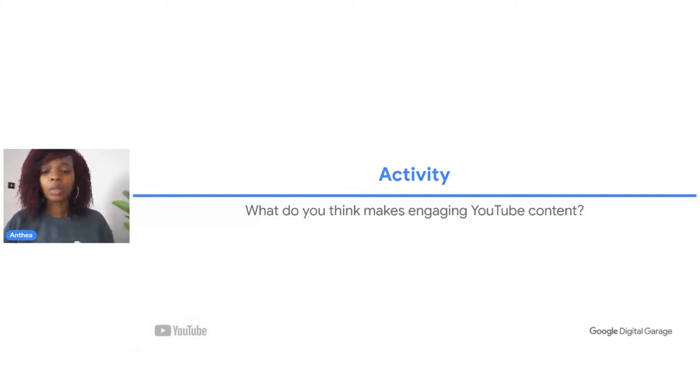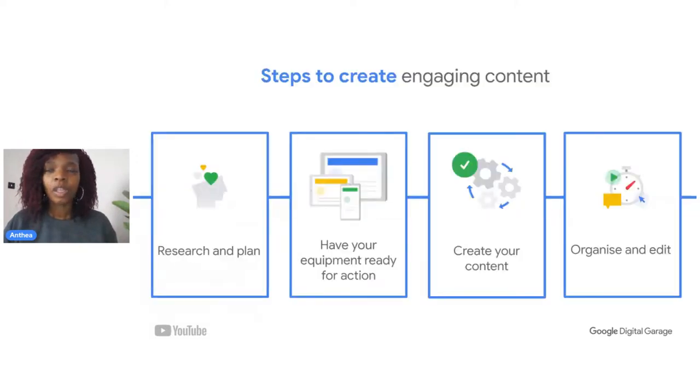So we're going to look at some of these creative strategies that help develop engaging videos and build a loyal community, and break down those steps to create engaging content. So the first part is that you need to research and plan. Right, research is the thing that's going to give you a strong foundation for your content.